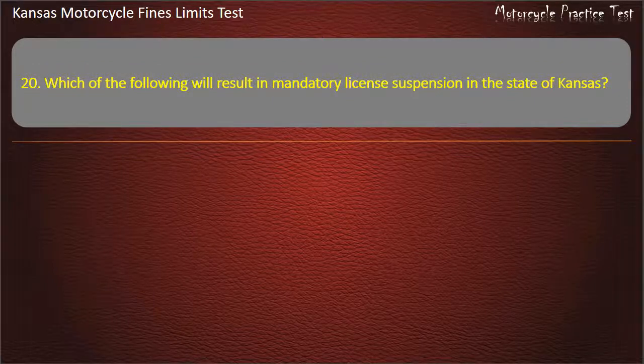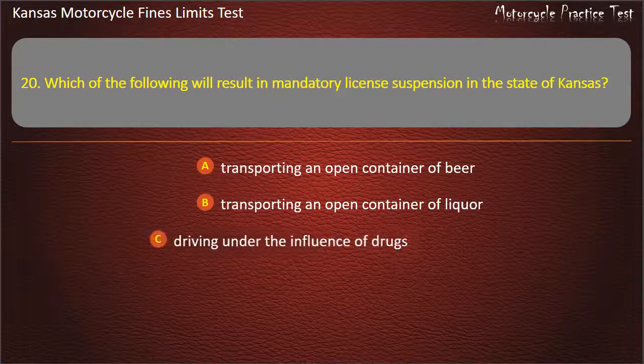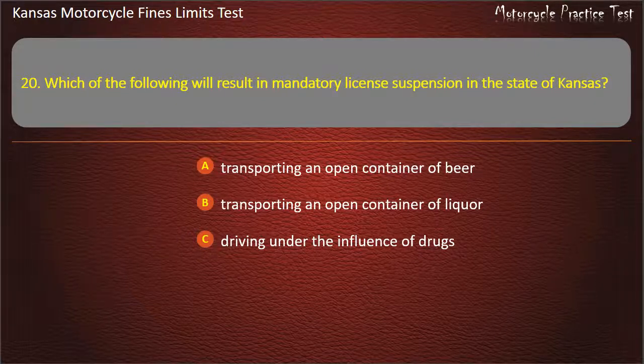Question 20. Which of the following will result in mandatory license suspension in the state of Kansas? Transporting an open container of beer. Transporting an open container of liquor. Driving under the influence of drugs. All of these answers are correct. Answer: All of these answers are correct.